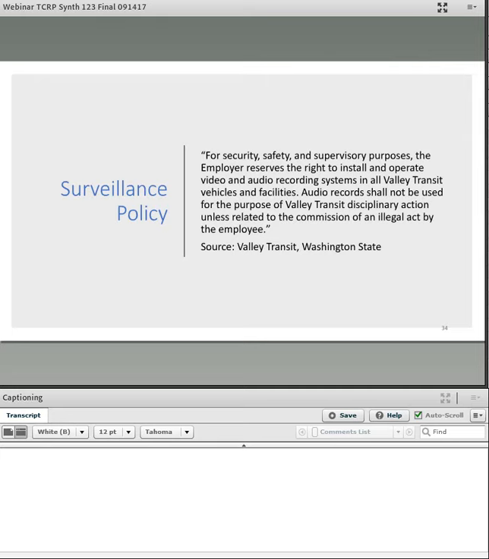The surveillance policy for Valley Transit out in Washington State is that they put cameras on the buses for security, safety, and supervisory purposes. The employer reserves the right to install and operate video and audio recording systems in all Valley Transit vehicles and facilities. The audio records shall not be used for the purpose of Valley Transit disciplinary action unless related to the commission of an illegal act. So this is an example of a policy and how they use both sides of it. They can record audio, and you'll hear the bus driver, but it can't be used for discipline unless there is an illegal act.